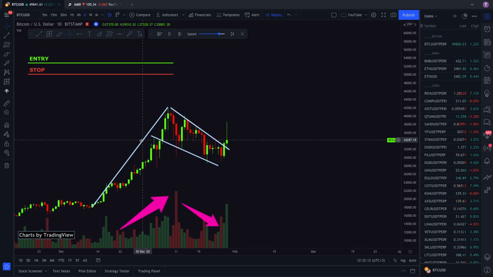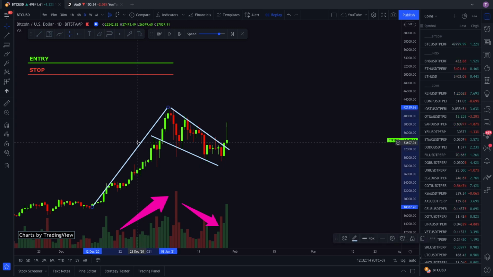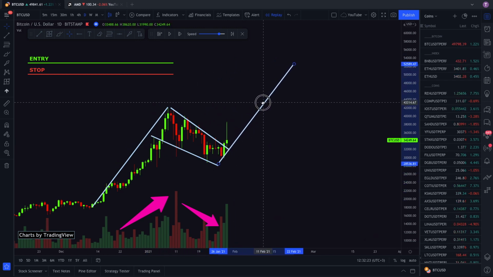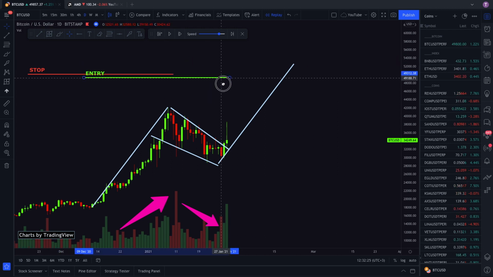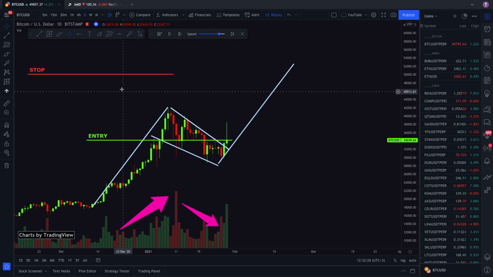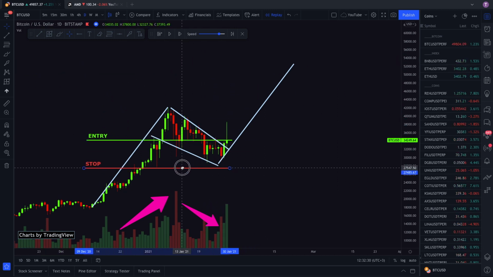Now, the expected move of the price is around the length of the pole. Let's copy this one. And our entry is the breakout from the flag, and the stop loss is just below the flag. Great, let's watch the trade.